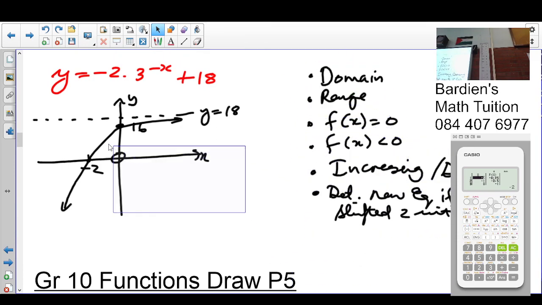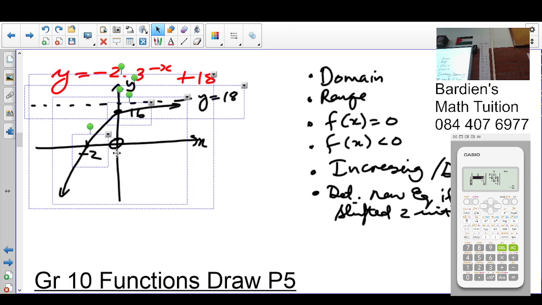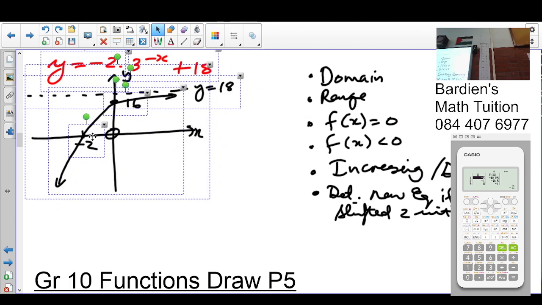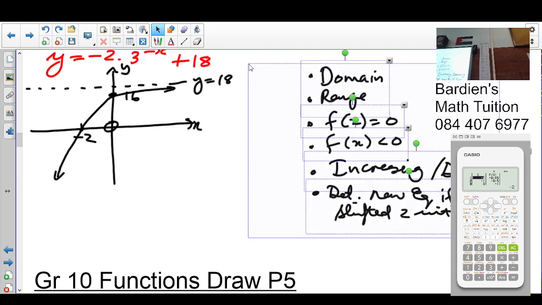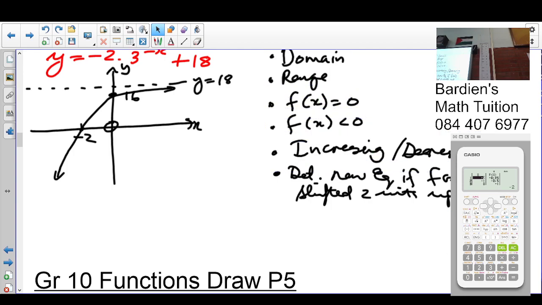Right, so let's answer the questions quickly pertaining to this graph. Number 1, domain. What's the domain of this graph? All possible x values. So x is an element of R. x is not equal to? No. It's all the values, even negative 2.